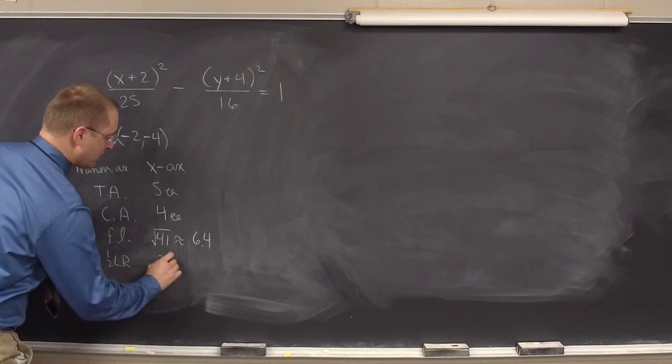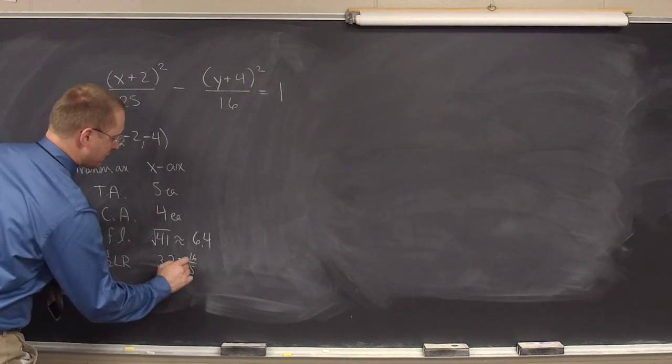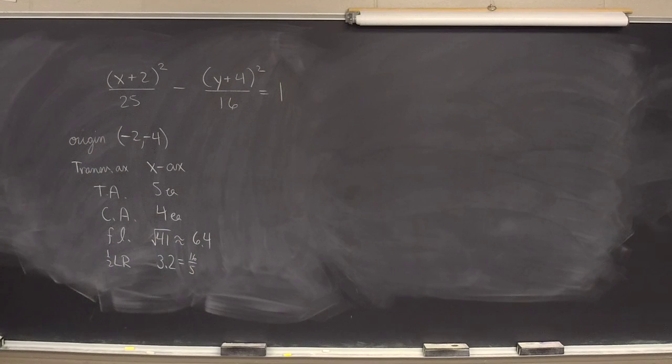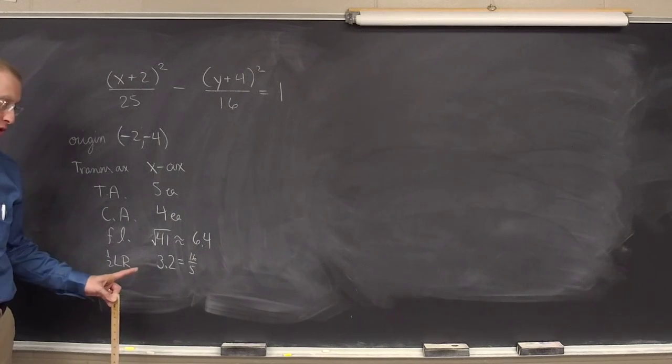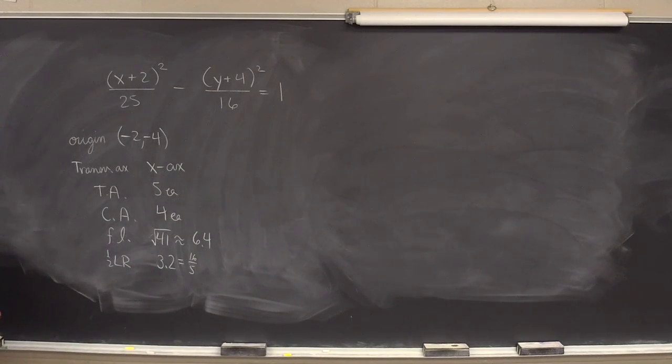3.2, so 16/5, which is 3.2. All right. Still not super long, right? We saw latera recta earlier, there were 9 and 8. 3.2 is not bad, but longer than the 0.8 we had last time. Still going to be a little bit of a tighter curve because the transverse axis is bigger.